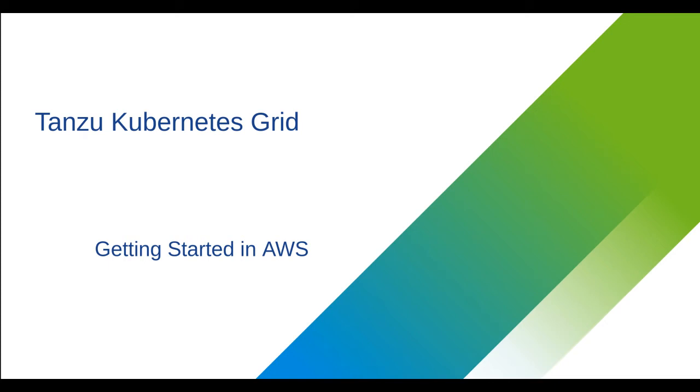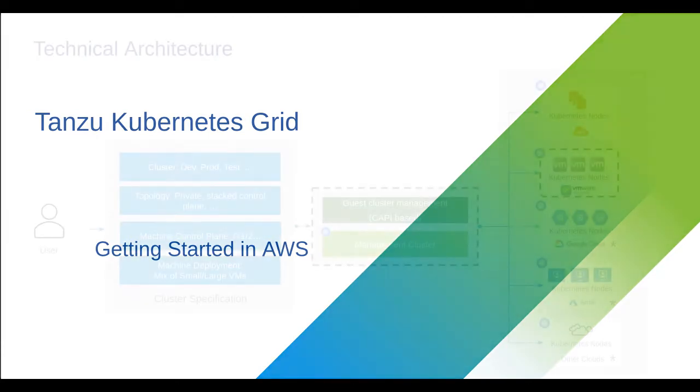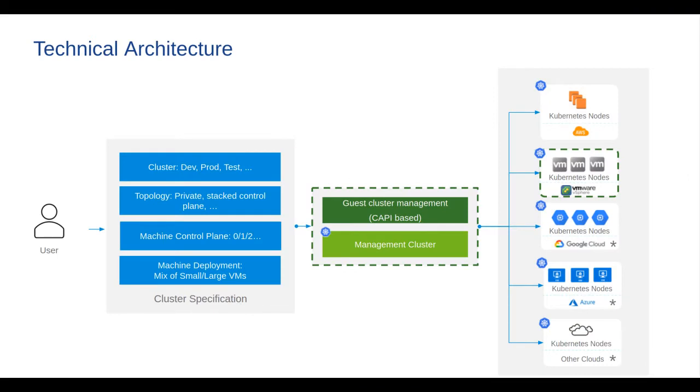Hi, today in this video I want to go over how to get started with Tanzu Kubernetes Grid running in AWS. The first thing that we'll need to do is create a management cluster. This is going to be a separate Kubernetes cluster that lives in Amazon or in any other cloud provider of choice, and we're going to use Cluster API to talk through that management cluster when we create our actual workload clusters.